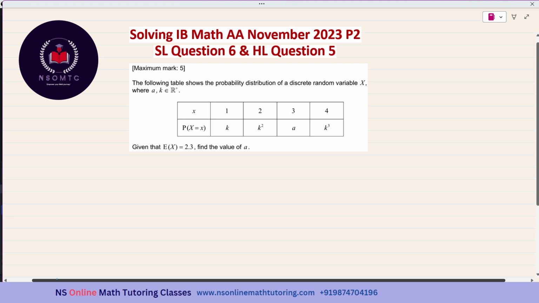Hello students, today we will be solving the IB Math AHL November 2023 paper 2 question number 5. Actually this is a common question for both the SL and the HL level students. For the SL students it is question number 6, whereas for the HL students it is question number 5.